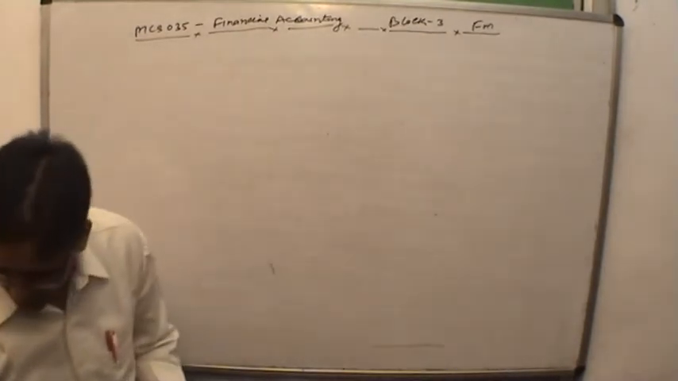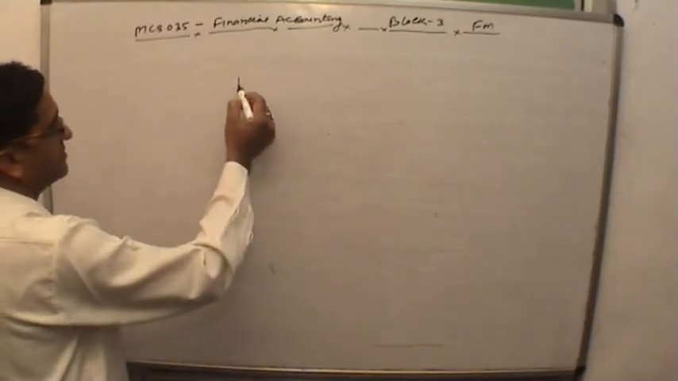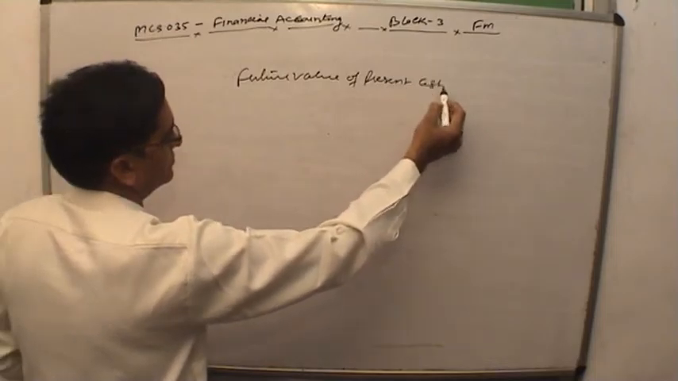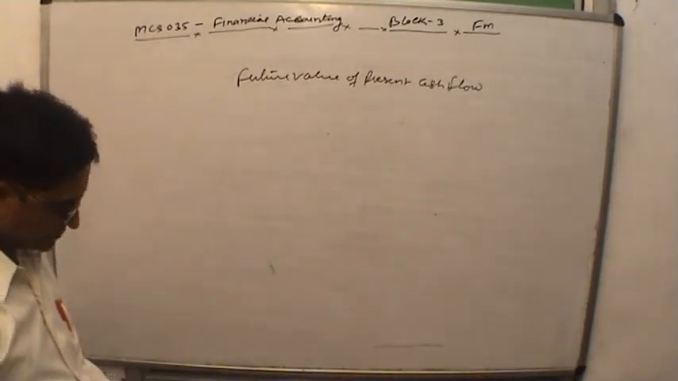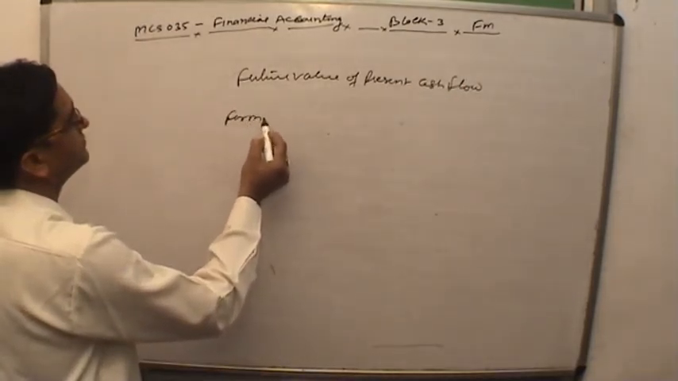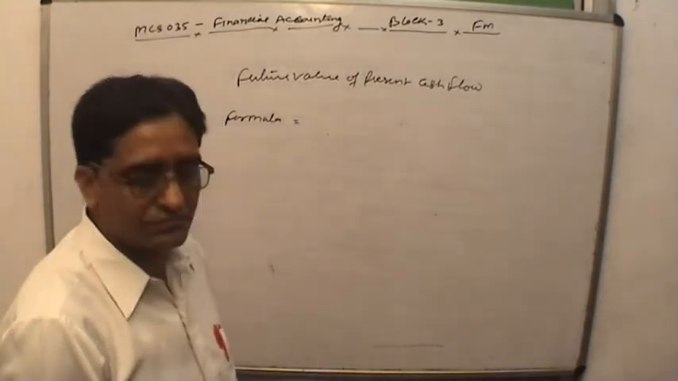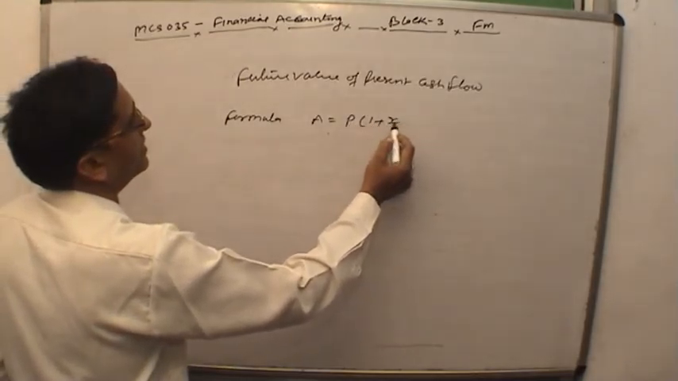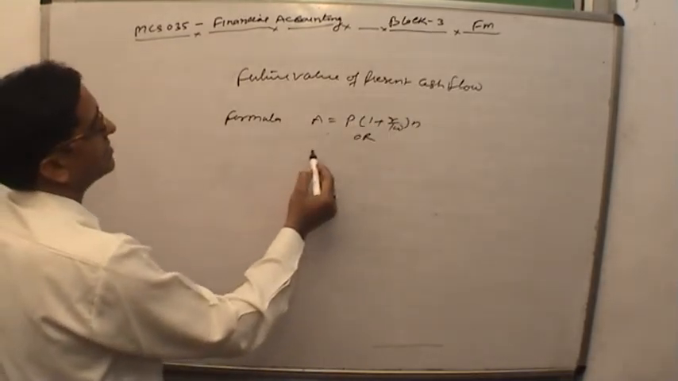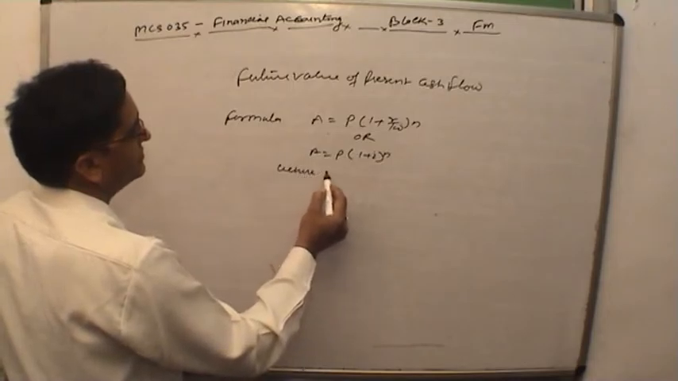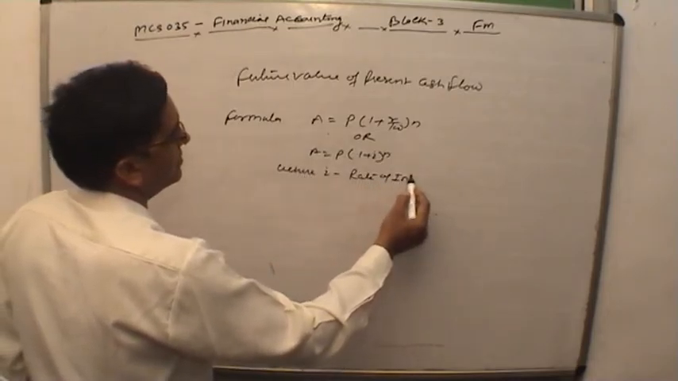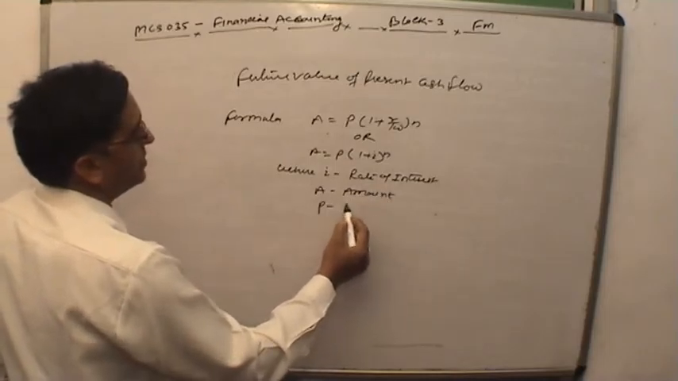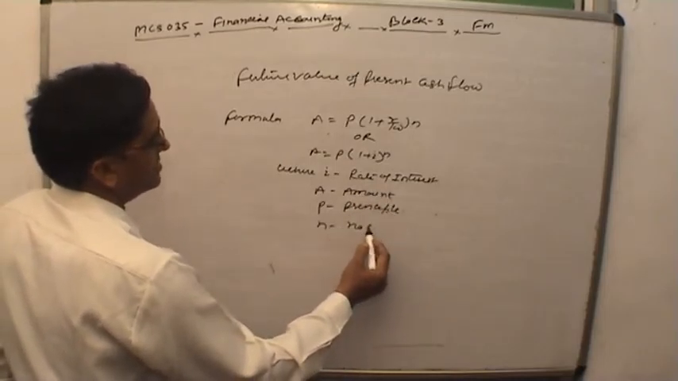And now the future value of present cash flow. The formula is like the compound interest formula A equals P(1 plus R by 100) to the power n, but here we use A equals P(1 plus i) to the power n, where i is the rate of interest, A is the amount, P is the principal, and n is the number of periods.